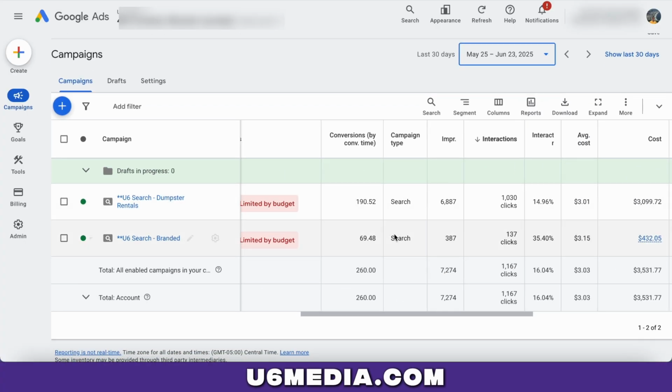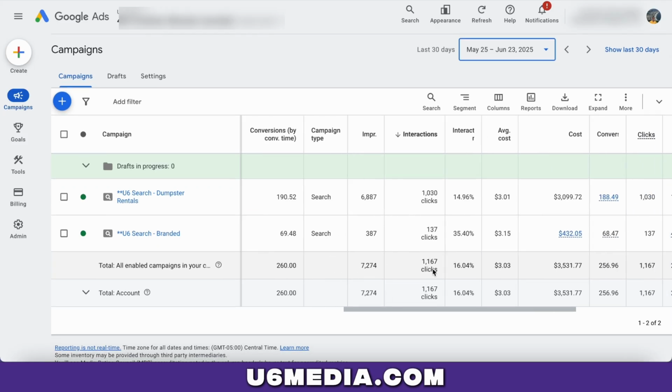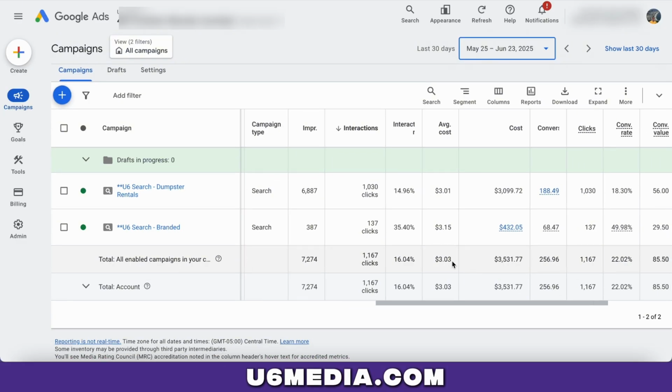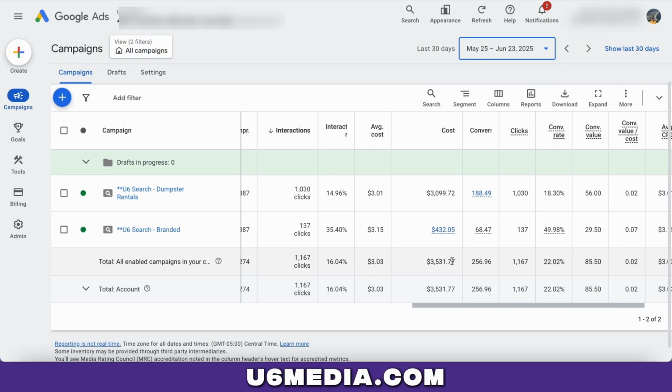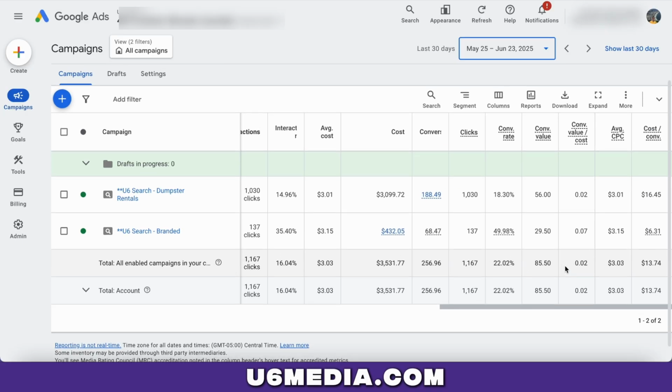So last 30 days, 260 leads in total, 1,167 clicks. The click-through rate, or CTR, is 16.04%. That just means our ads are written in a way that they're compelling and people are clicking on them. Average cost per click is $3.03. Total cost for the campaign is $3,500. We generated 256 leads, which is awesome, and total conversion rate of 22%.